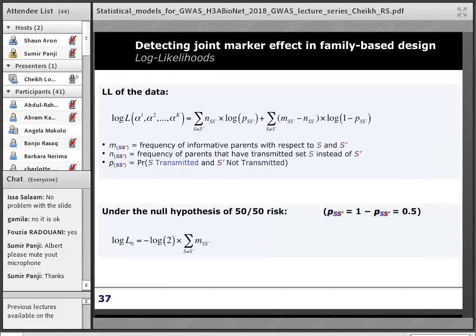I cannot move the arrow to show you, but here you have it in the last line, the log likelihood under the null hypothesis, which is minus log 2 times then.